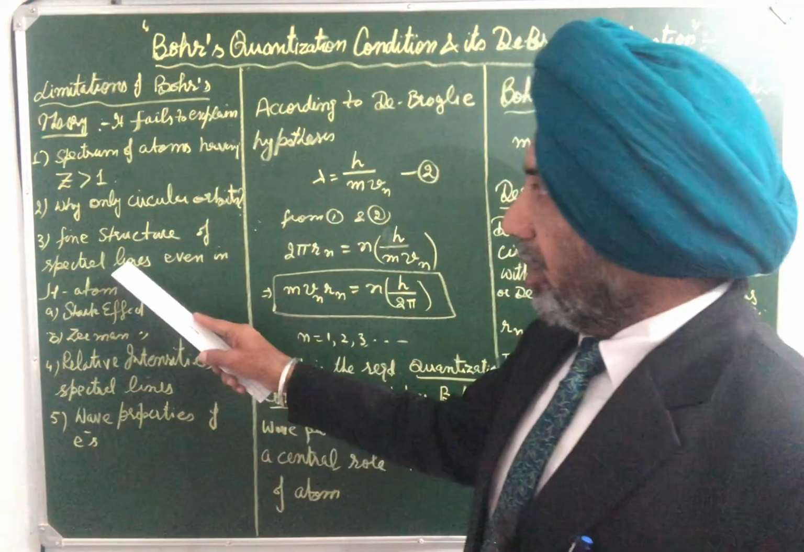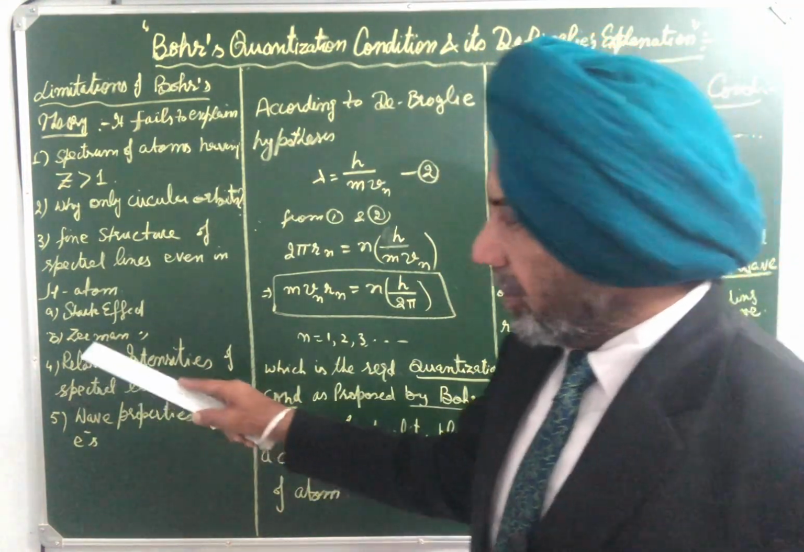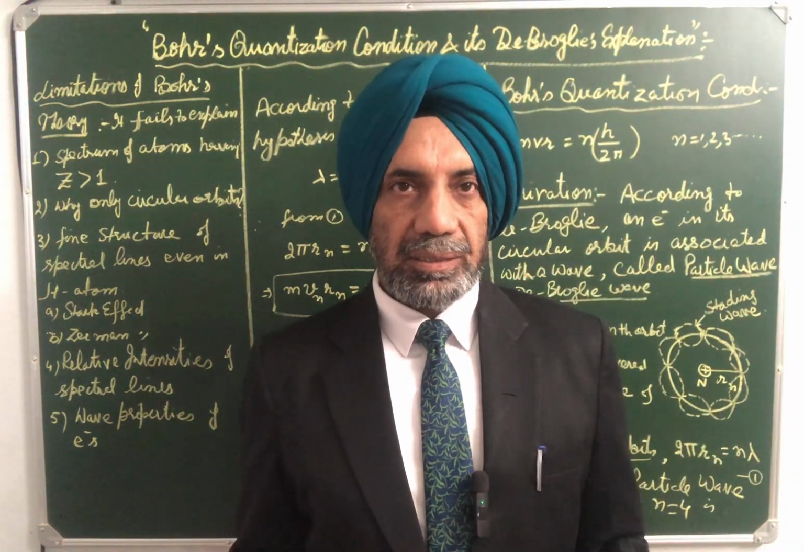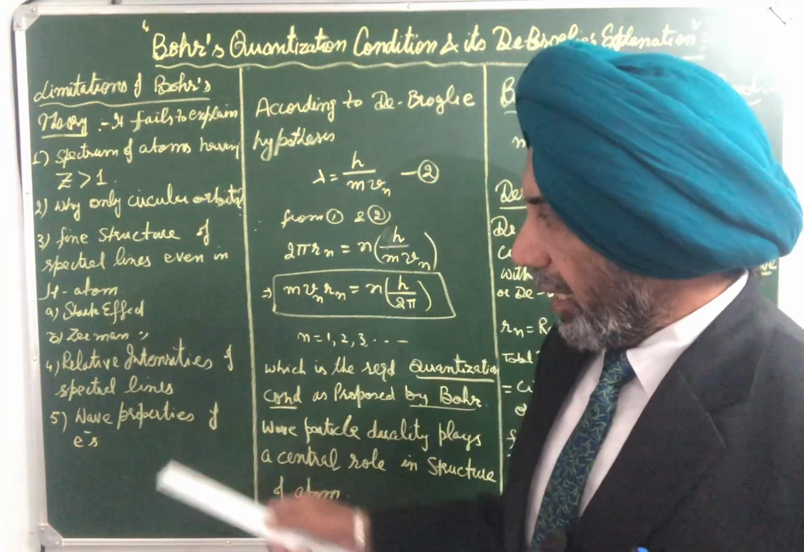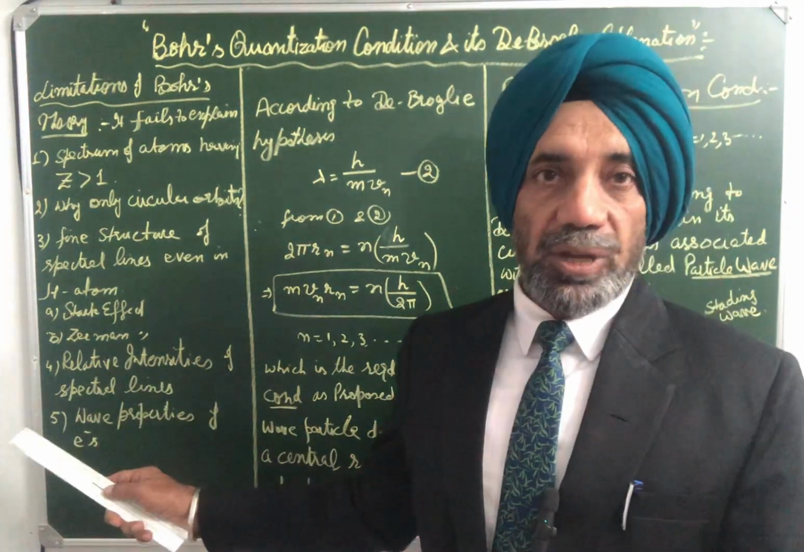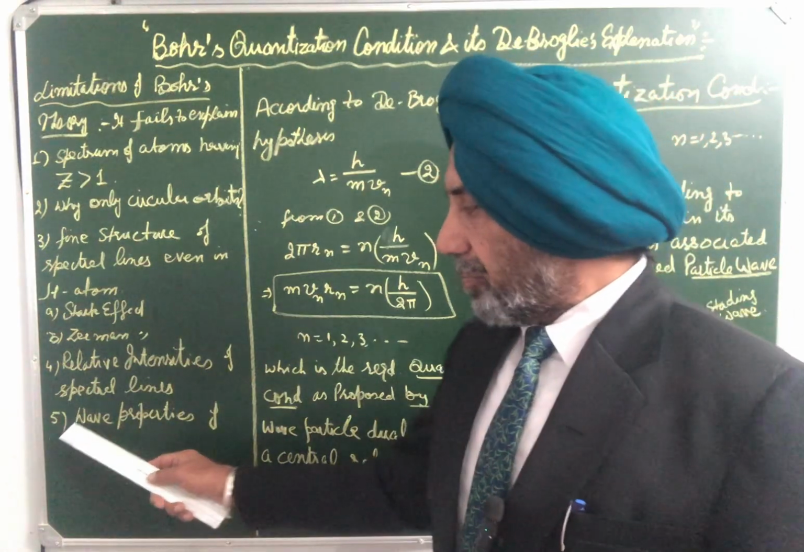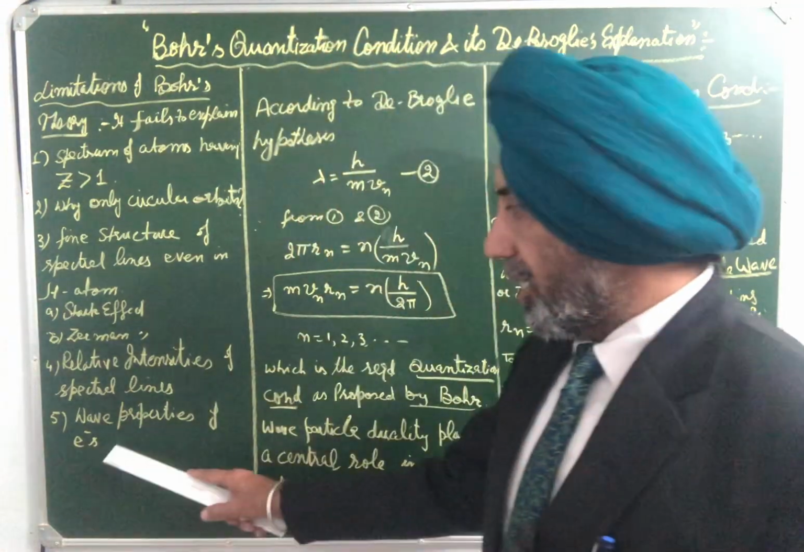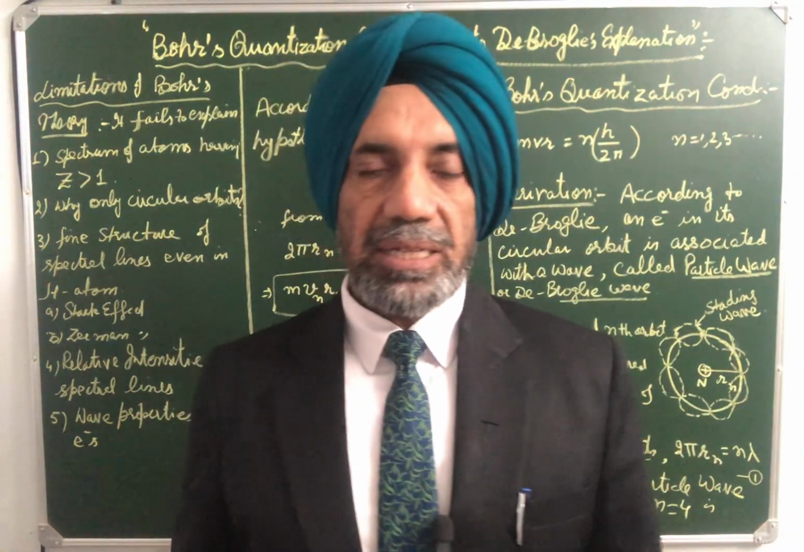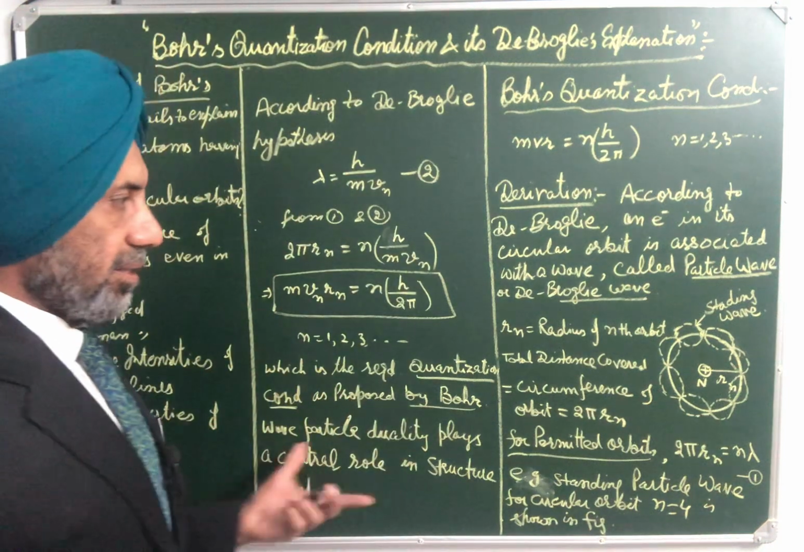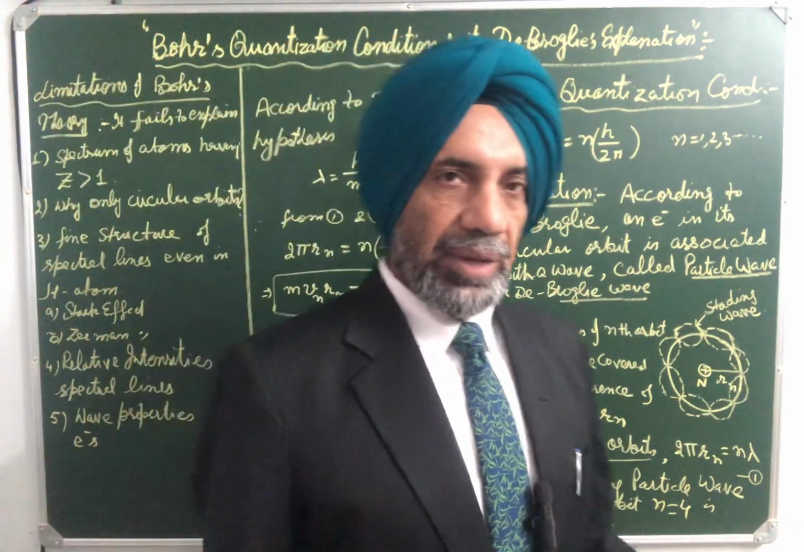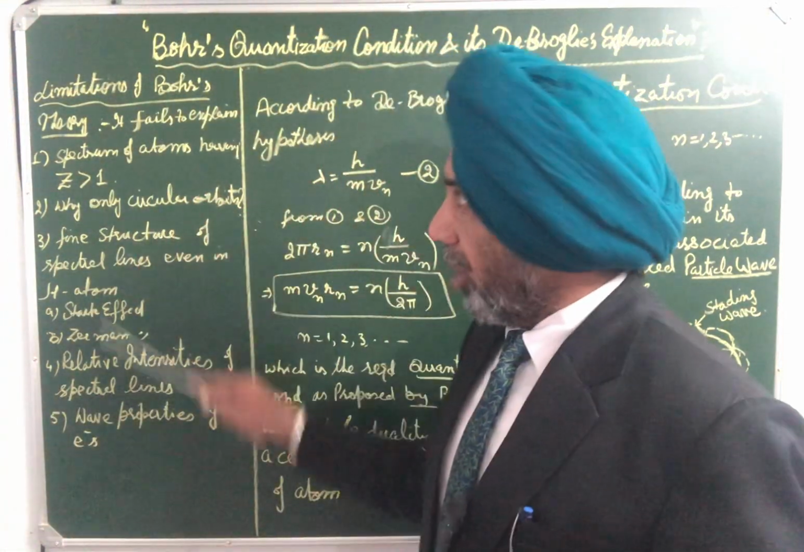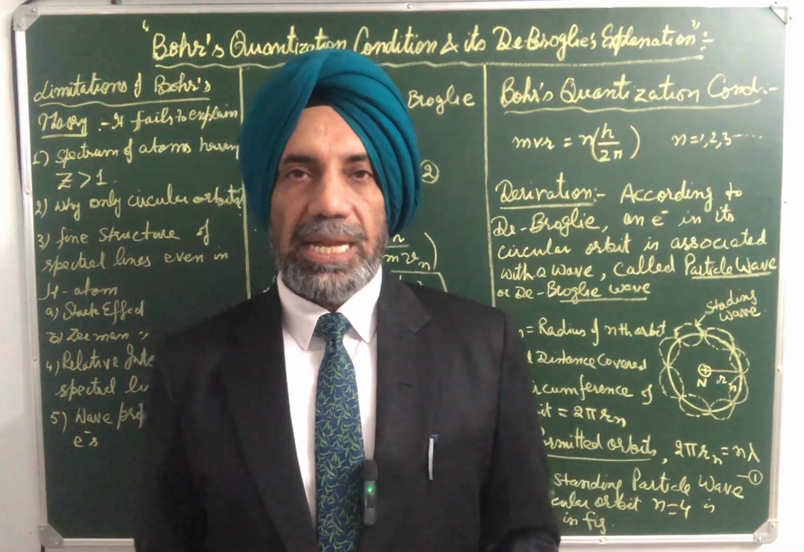This is the third limitation. Fourth, it could not explain the relative intensities of spectral lines. No formula was derived to say how much the intensity will be, how much it will increase or decrease. And fifth, it could not explain the wave nature of electrons, the wave properties of particles, like the electron being associated with a wave according to de Broglie. These were 5 limitations of Bohr's theory of the H atom.